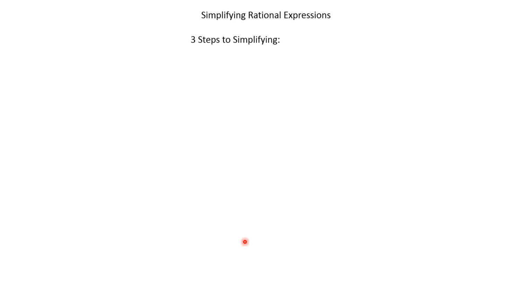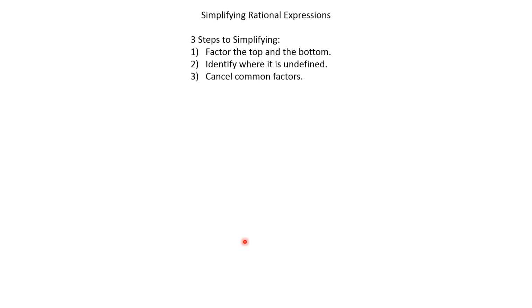There are 3 steps to simplifying. The first step is you're going to factor the top and the bottom. Then you're going to identify where it is undefined. That means you're going to look at the bottom, what would make the bottom equal to 0. And then you're going to cancel the common factors. That's my favorite step. It's a lot of fun. It's way more fun with an actual pencil or pen or piece of chalk than it was doing it on the computer, but we'll make do.